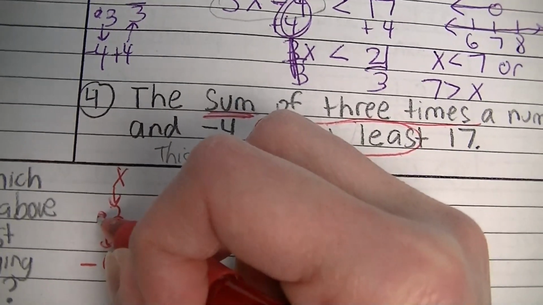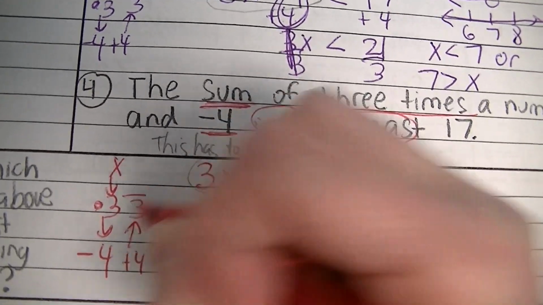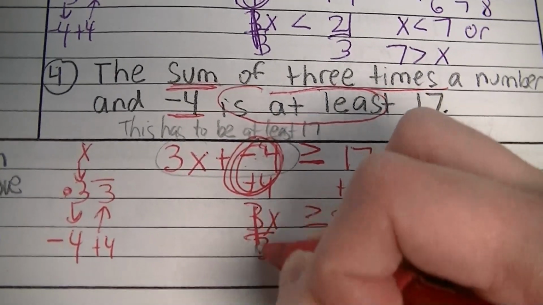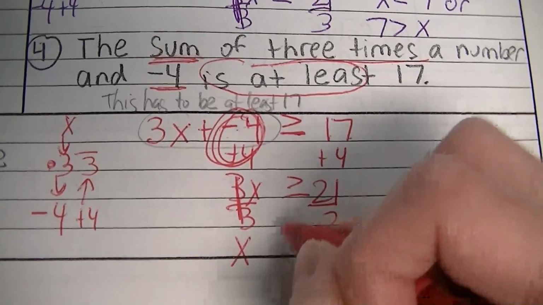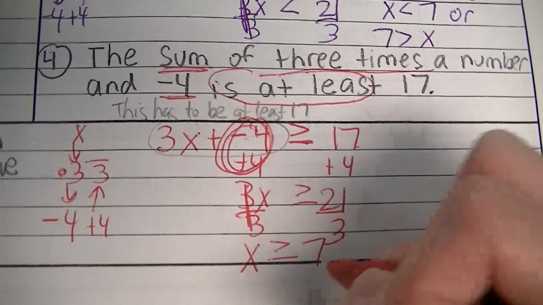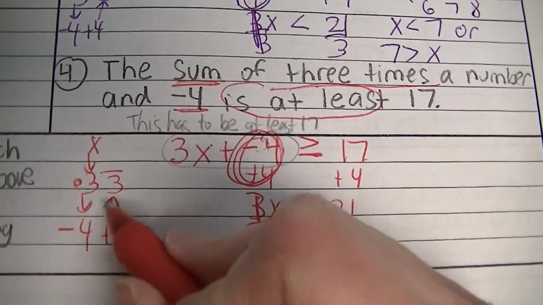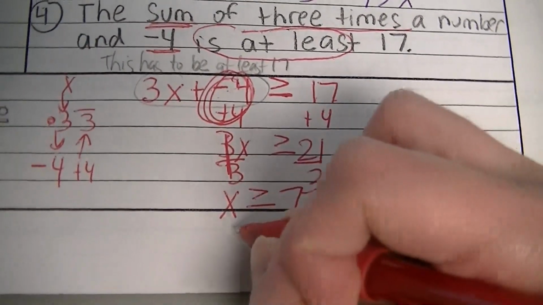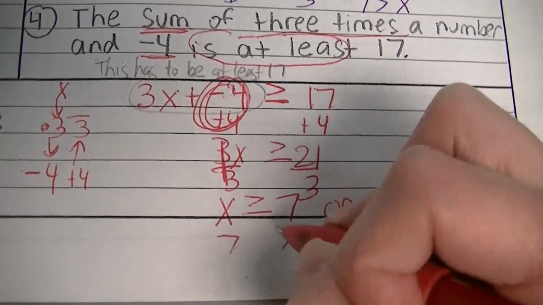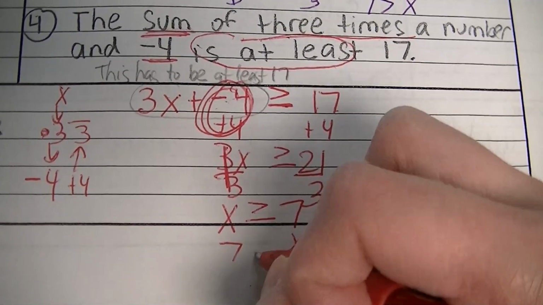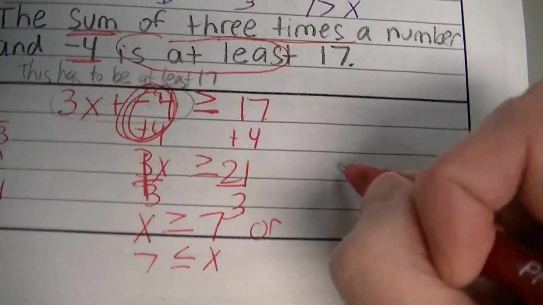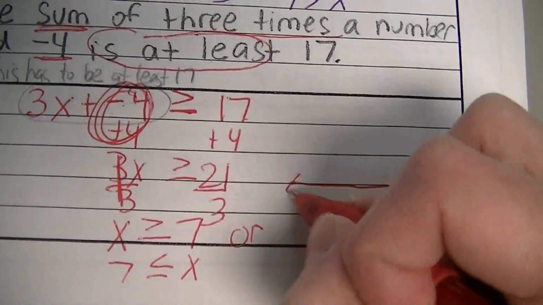The opposite, inverse operation of timesing by 3 is to divide by 3. You're going to divide by 3 on both sides. 3 divided by 3 is 1. 1 times x is x. And that's going to be greater than or equal to 7 because we did not multiply or divide by a negative, so we keep that inequality sign consistent. So the other way to write this is to write that 7 first, the x second. Notice that x is greater than or equal to 7. So 7 is less than or equal to x. Same thing. Okay? Now for your number line, you want to put that 7 in the middle.